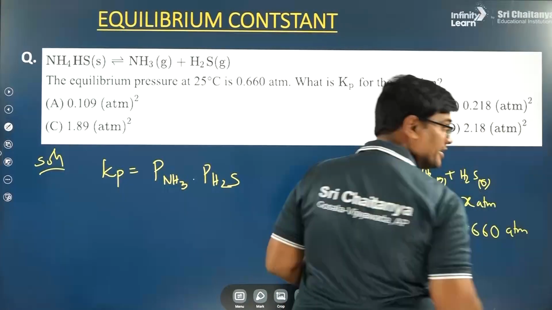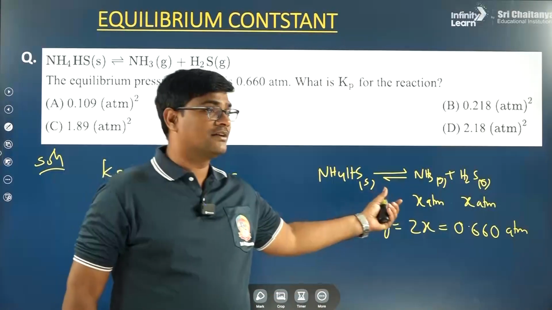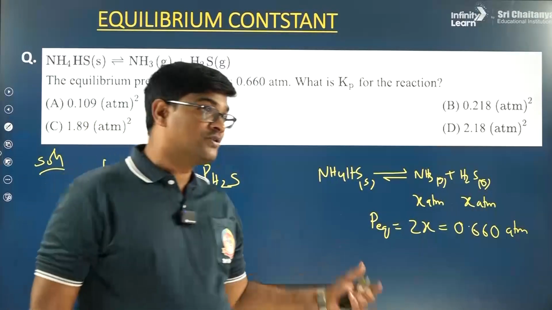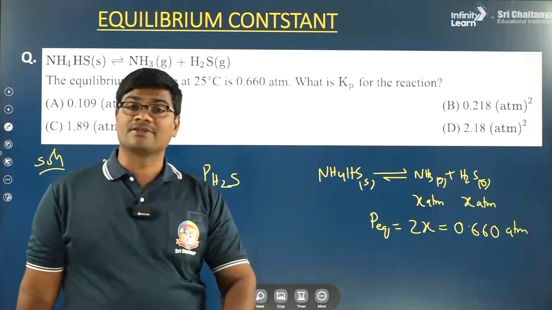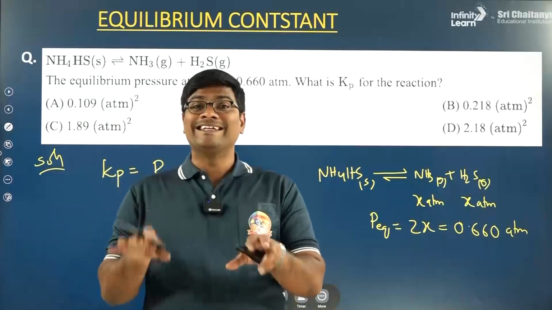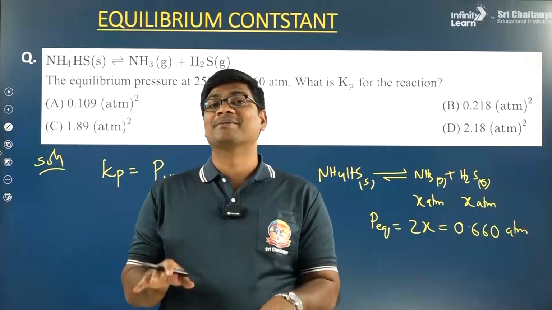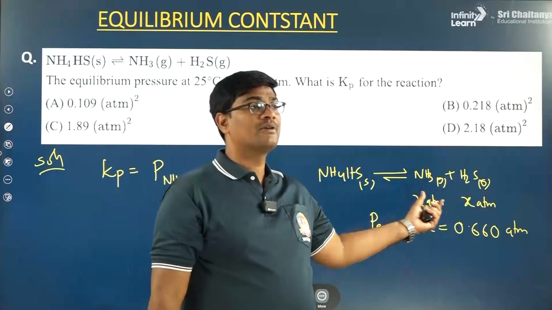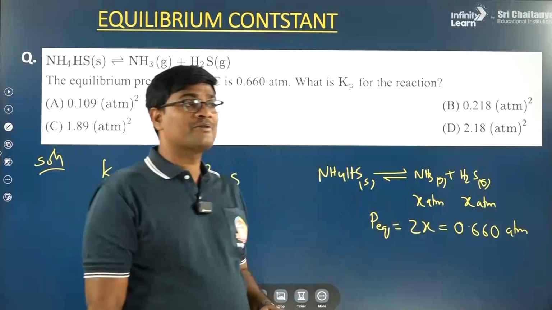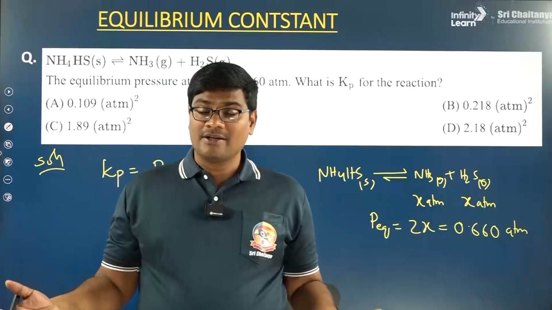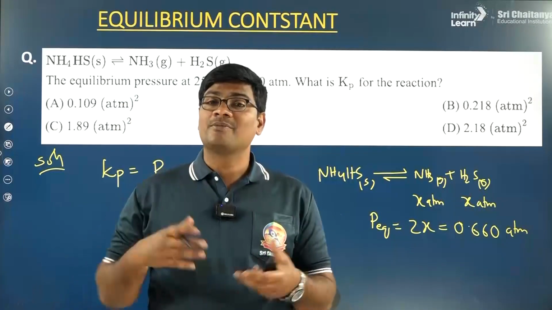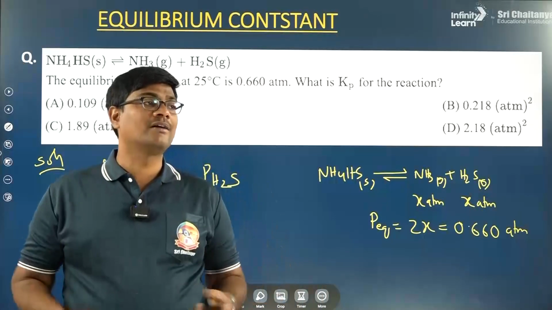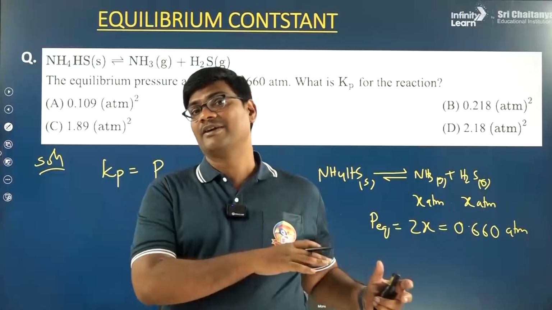I hope you got this point. Yes or no, friends? Do look here. If ammonia exerts x atmospheric pressure, H2S also exerts x atmospheric pressure. That means both are equivalent in amount at equilibrium. That is the key point to solve the problem. How, sir? Because the mole ratio is 1:1. What about ammonium hydrogen sulfide? That is not required for us, because ammonium hydrogen sulfide is a solid, its pressure is taken to be 1, or actually we can neglect it.